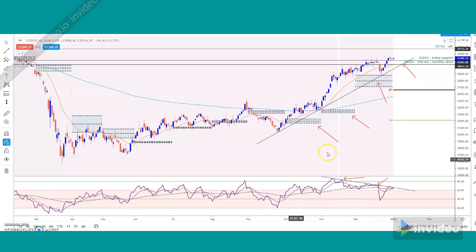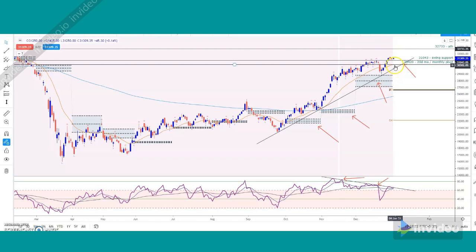And I have also marked the key levels here. 32,733 is the all-time high. And the next important key level is 31,043, which is the swing support, which is nothing but the previous resistance turned support, which is also the low of the previous day and also previous to previous day.